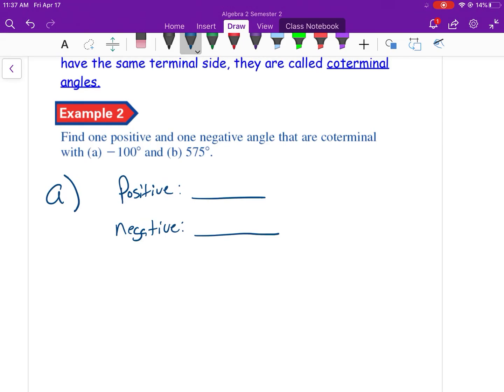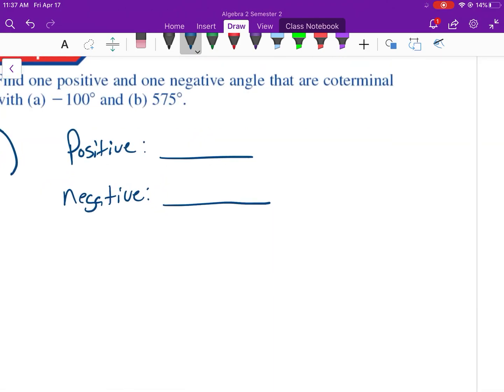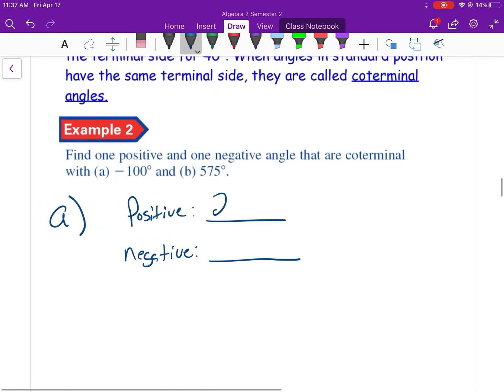So negative 100 plus 360 gets us 260. Since it's positive, that's our positive coterminal angle. Now if we need it to be negative, subtracting will make it negative again. So negative 100 minus 360 is negative 460 degrees. It is important to make sure you have the degrees. That tells us it is an angle. Make sure you have that.